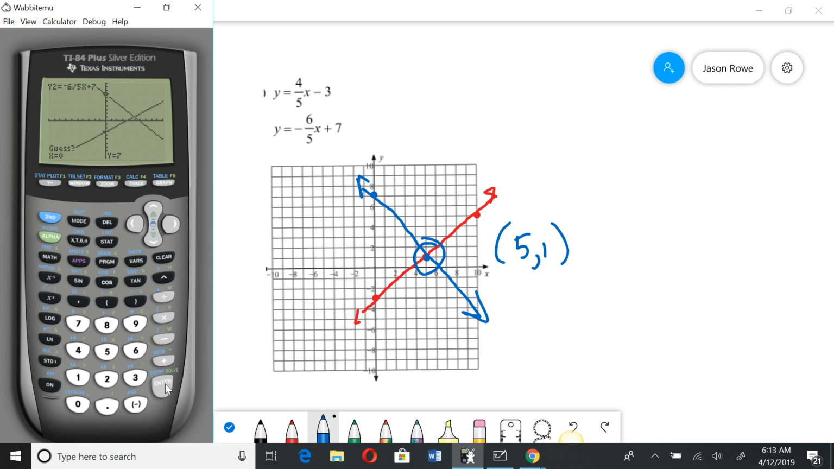Then it's going to ask me to make a guess. I don't want to guess. I want the calculator to do it for me. So I'm going to hit enter again. And look, it pops up with the answer 5.